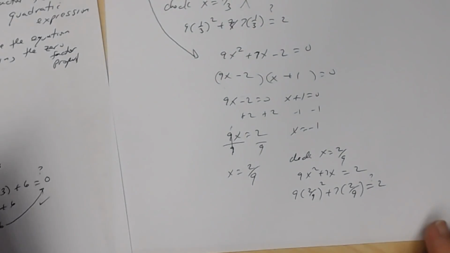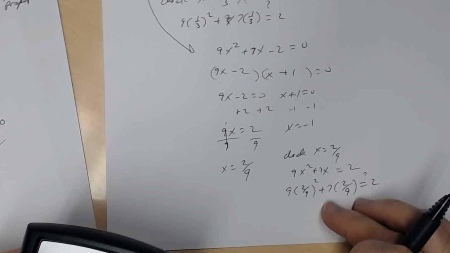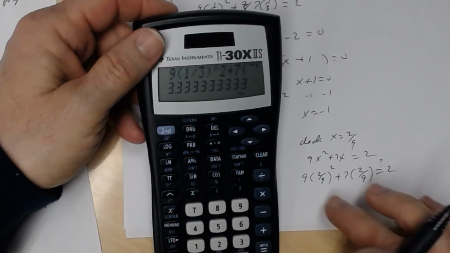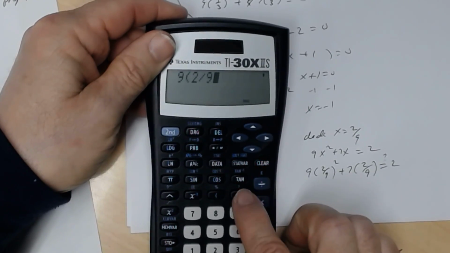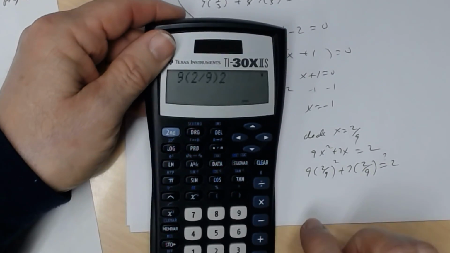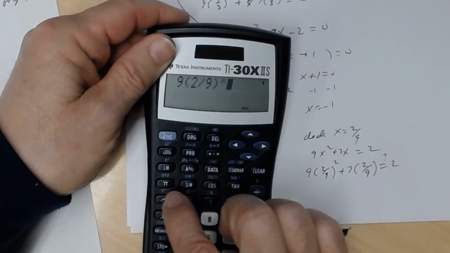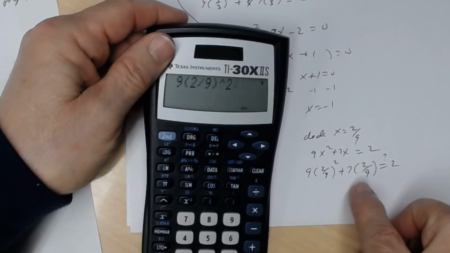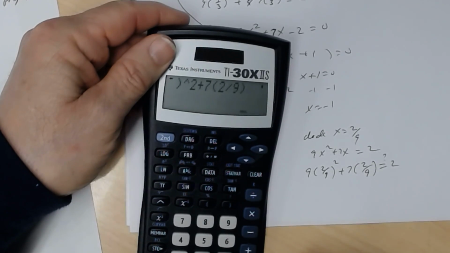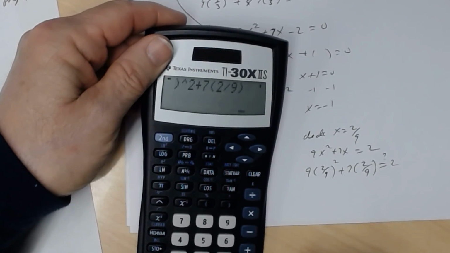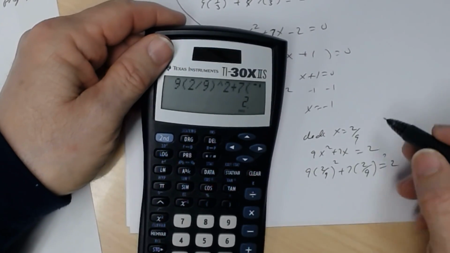Use your calculator. Don't let these fractions throw you off. Don't do it by hand because it'll take too long. So you get 9 times, in parentheses, 2 divided by 9, close the parentheses, and square that 2/9, then plus 7 times, in parentheses, 2 divided by 9, close the parentheses, and press equal. I'm hoping I get a 2. Let's see. Yep, I sure do. So 2/9 is a solution.